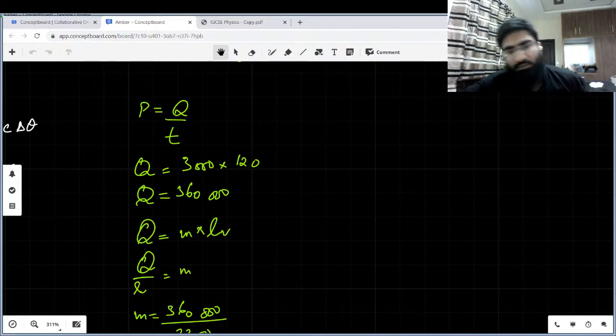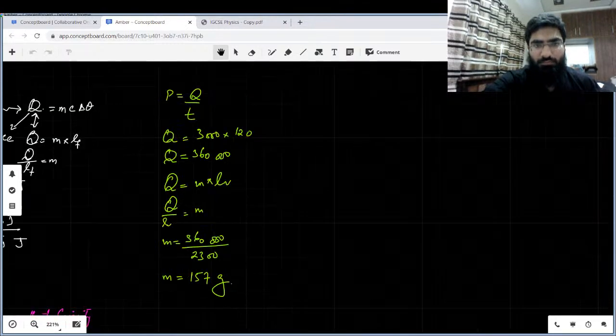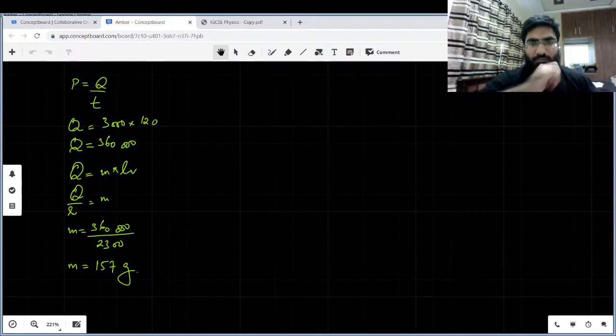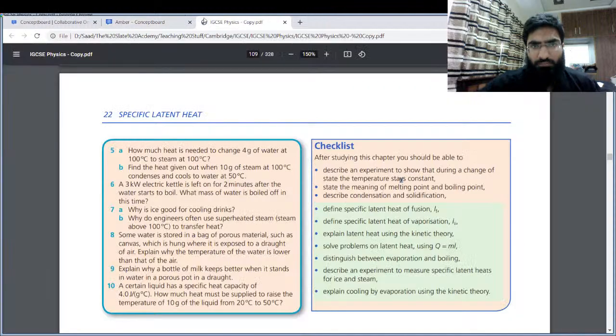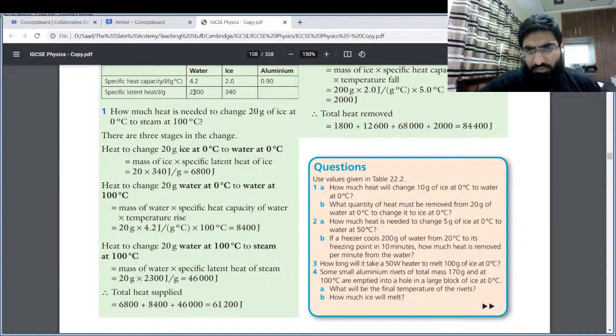156.52 grams. I did 360,000 divided by 2,230. Does it give it as 2230 over here? Oh, it's 2300. That's why you got a slightly different answer.